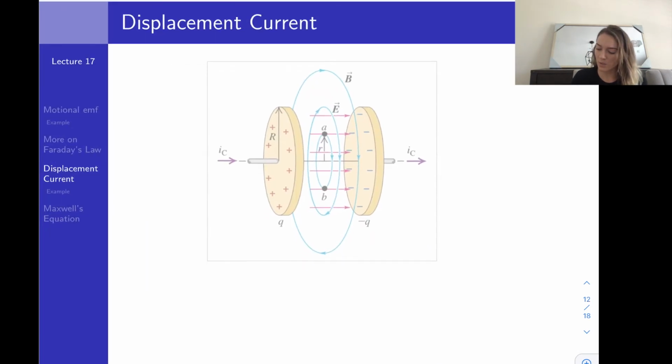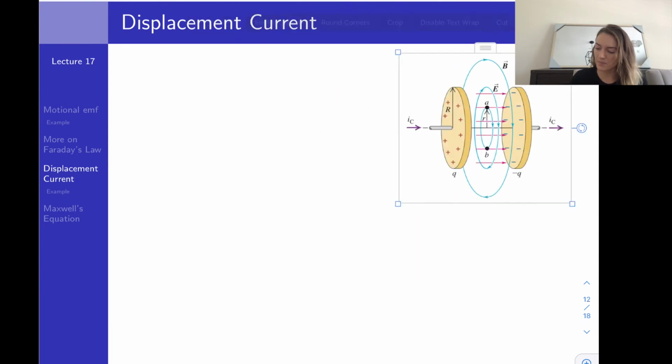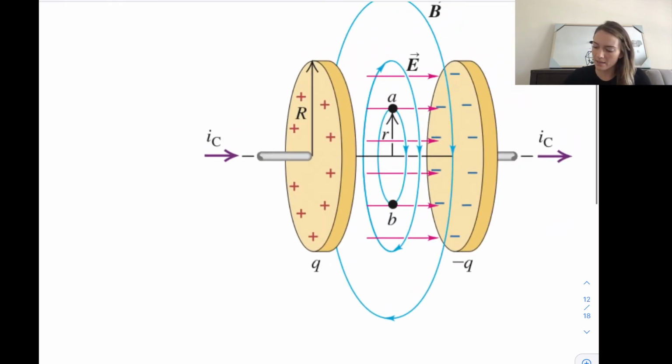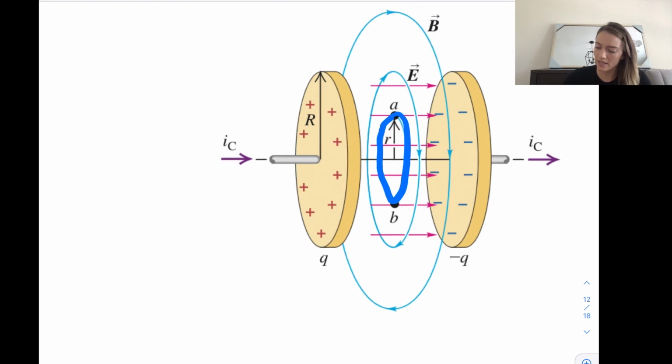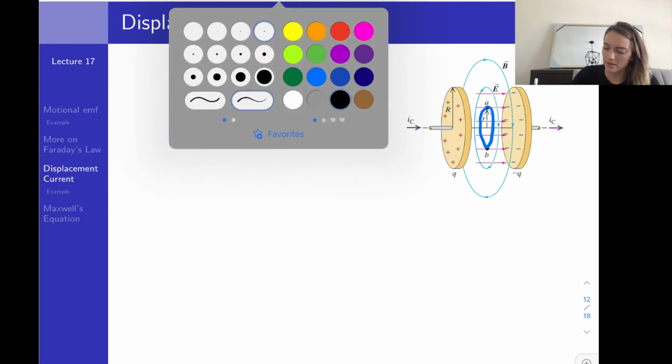So let's figure out what the value of the magnetic field here is. So let's look at an Amperian loop. I want to find the magnetic field right here, in between here at this little radius r. What is the magnetic field there? So I can write down Ampere's law.